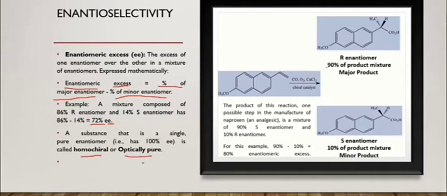When a substance is a single pure enantiomer, it has an enantiomeric excess of 100%, which is called homochiral or optically pure. In this particular reaction, we end up with the R enantiomer, which is 90% of the product mixture, and the S enantiomer, which is 10% of the product mixture. The product of this reaction, one possible step in the manufacture of naproxen, an analgesic, is a mixture of 90% S and 10% R, and the enantiomeric excess is 80%.